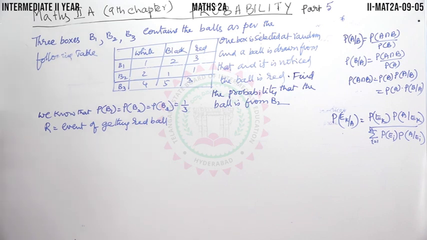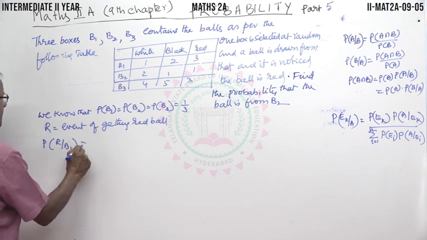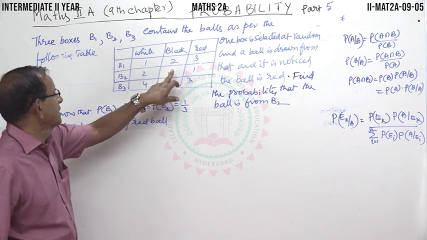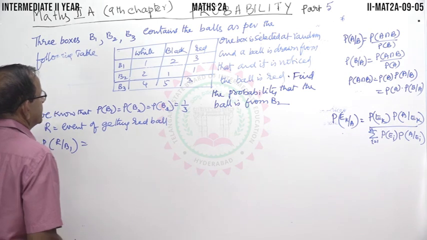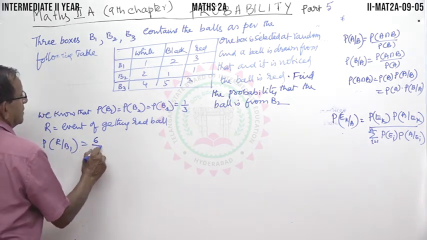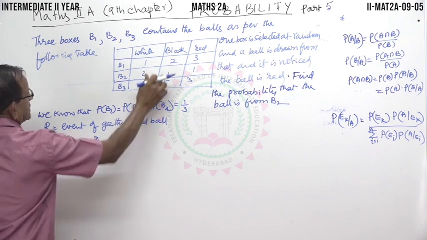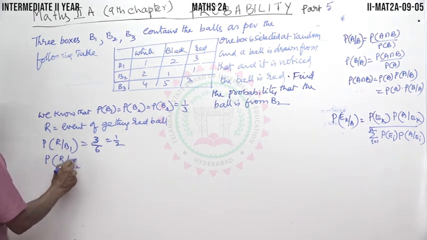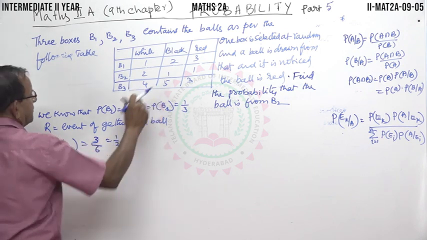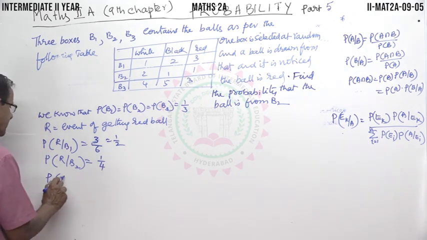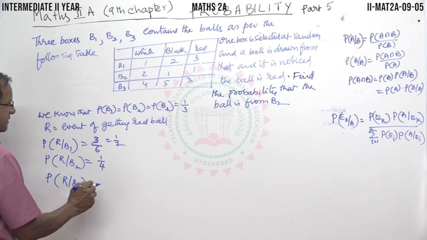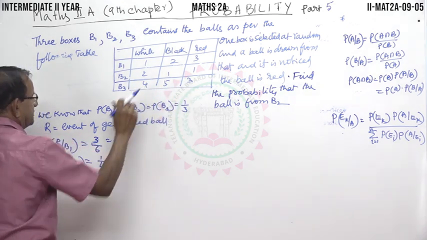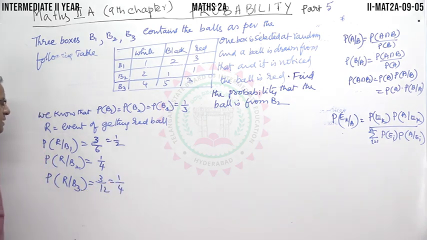Now let us consider the probability for getting a red ball from box 1. That is P of R by B1. How many balls are there in the first box? 1 plus 2 plus 3, that is 6. 3 out of 6, that is 1 by 2. Similarly, the probability for a red ball from the second box is 1 out of 4, 1 by 4. Probability for a red ball from B3: 3 by 3 plus 5 plus 4, that is 3 by 12, which means 1 by 4. So these are the probabilities of R by B1, R by B2 and R by B3.